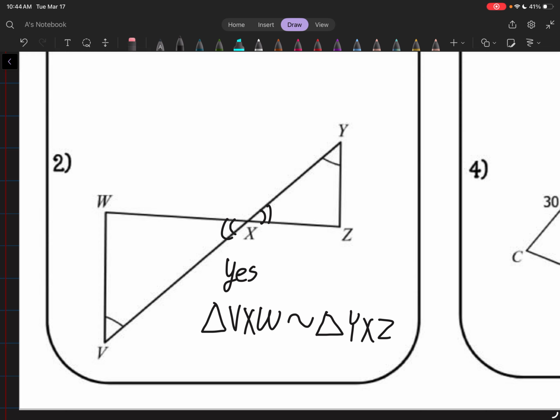Okay. You could write this as XWV, XZY. You could have written ZYX and WVX. You just have to be consistent. So angle V and angle Y are congruent. X and X are congruent. And Z and W are congruent. That is very important for these statements.